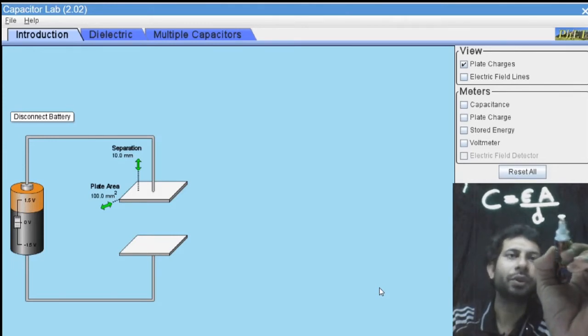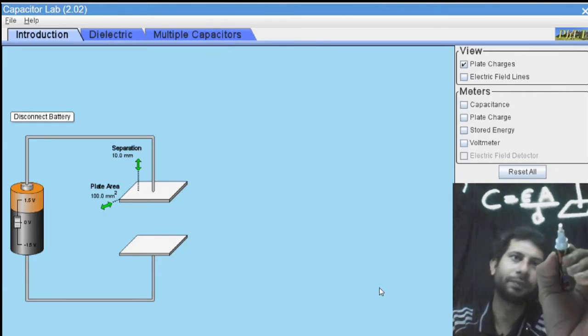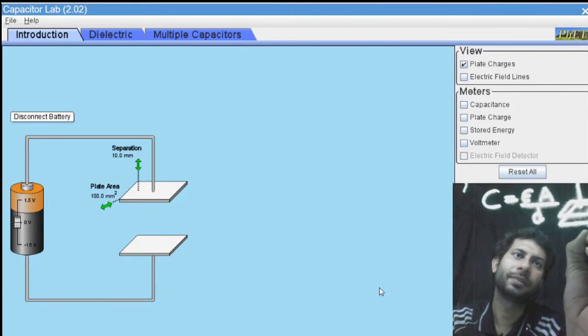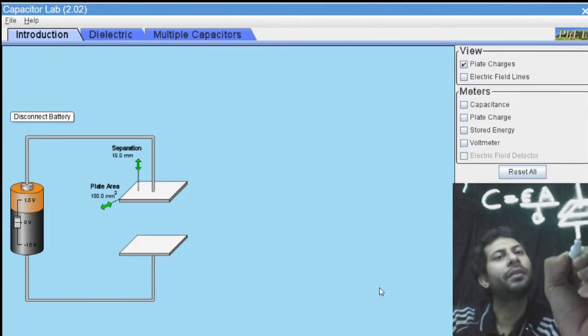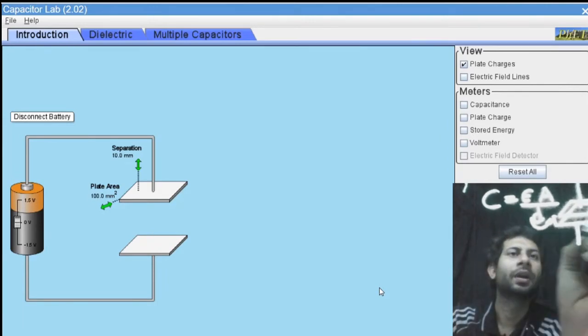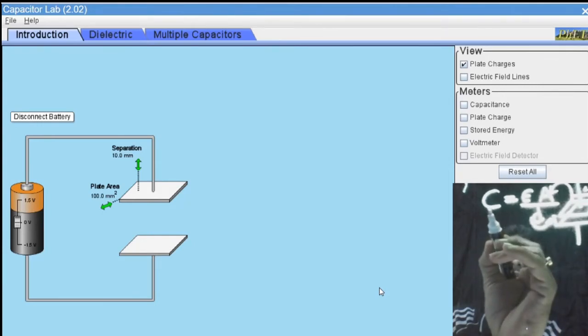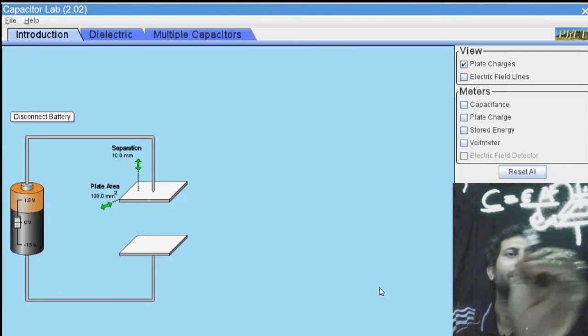If we have two plates like this, and we place these two plates parallel, having some separation or displacement which is d, and the area of these plates is A, the capacitance C is given by epsilon, that is the permittivity, times the area of the plates, divided by d, the separation between these two plates.